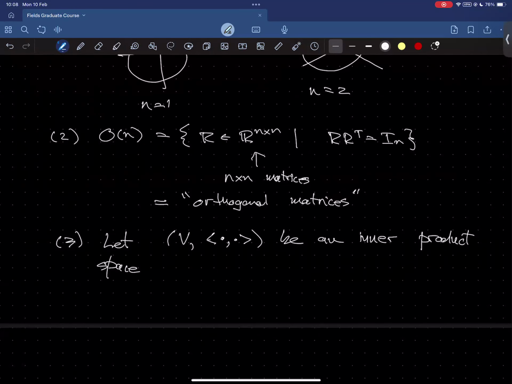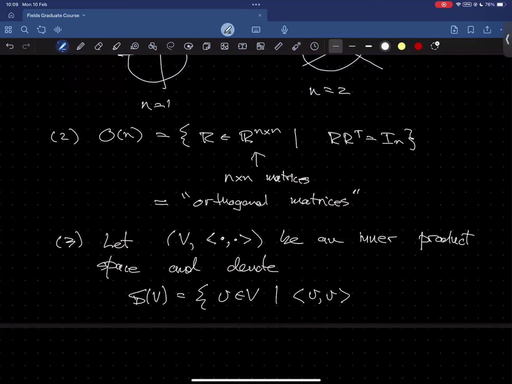Let V be an inner product space, and define S of V to be the set of vectors in V whose norm is equal to 1. If V is infinite dimensional, this will be not a ball, but a sphere, the surface of the ball of radius 1.